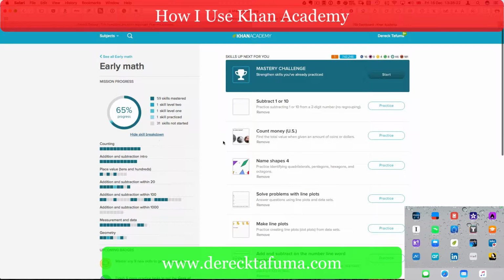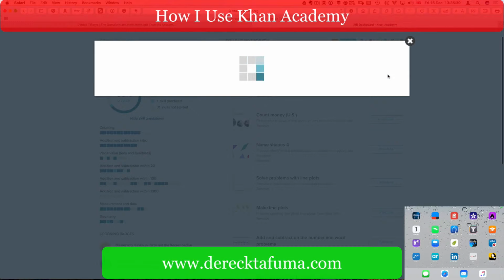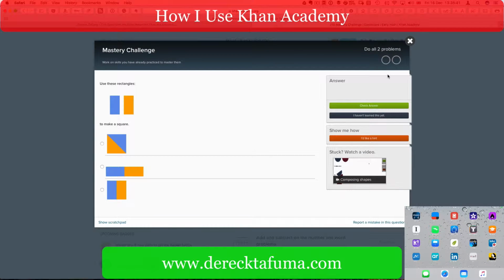The thing that you will notice on the right hand side up here is a mastery challenge. Basically it is to help you strengthen skills you've already practiced. So it's just to help you to strengthen. If I click on that, then it brings up an exercise. This one is just 2 problems, so it doesn't always give you the same number of problems. For now it's given me 2.